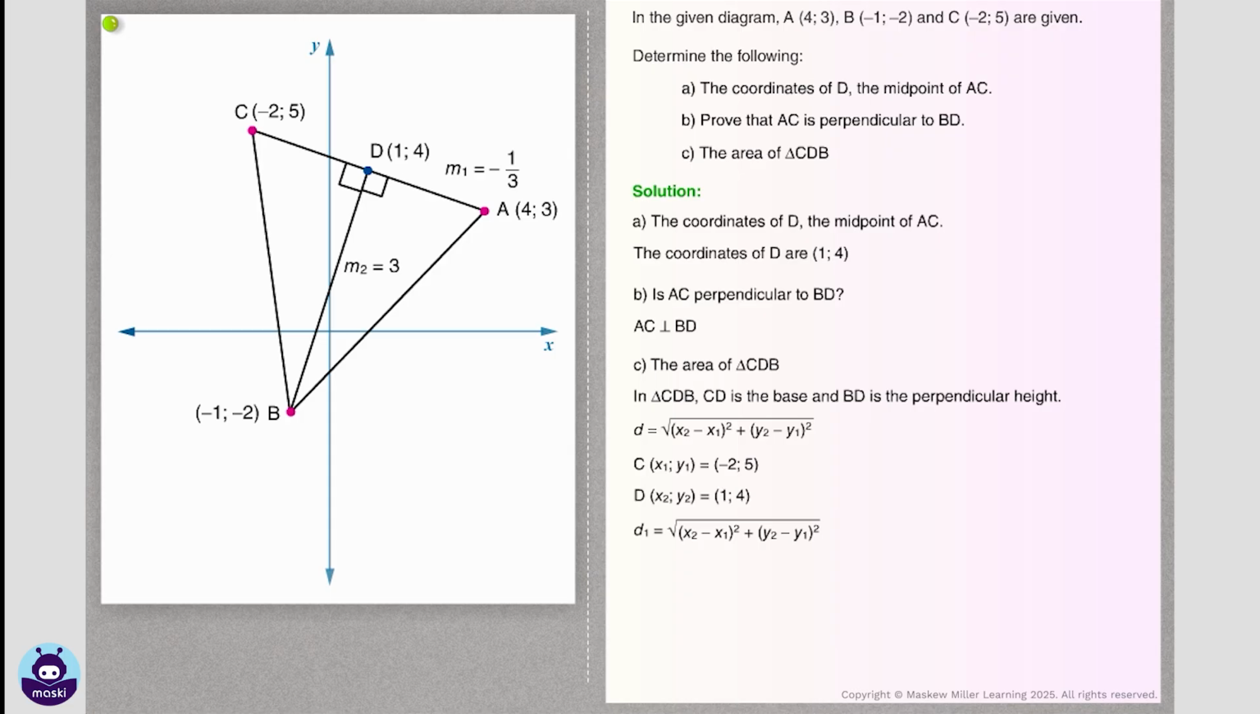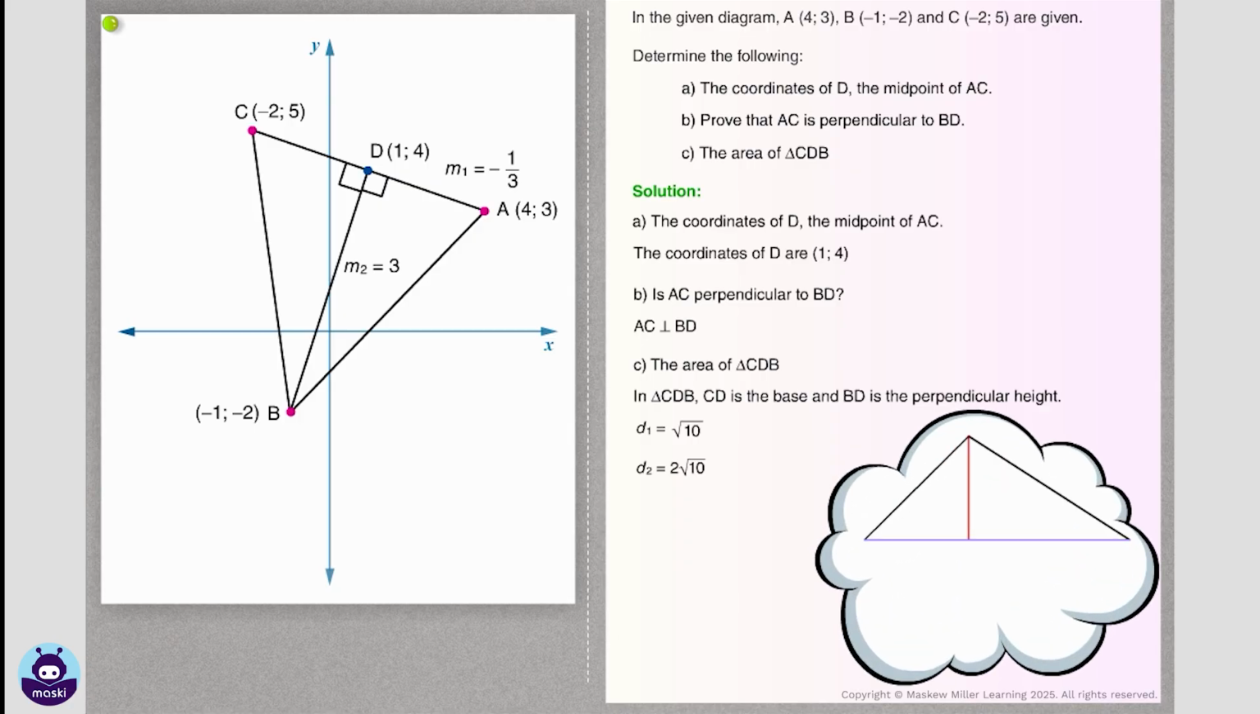Substituting the values for point C and D, we get d1 equals the square root of (1 minus -2) the whole squared plus (4 minus 5) the whole squared. Therefore, base CD is equal to square root of 10. Substituting the values for point B and D in the distance formula, we get d2 is equal to the square root of (-1 minus 1) the whole squared plus (-2 minus 4) the whole squared. Therefore, height BD is equal to 2 times square root of 10.